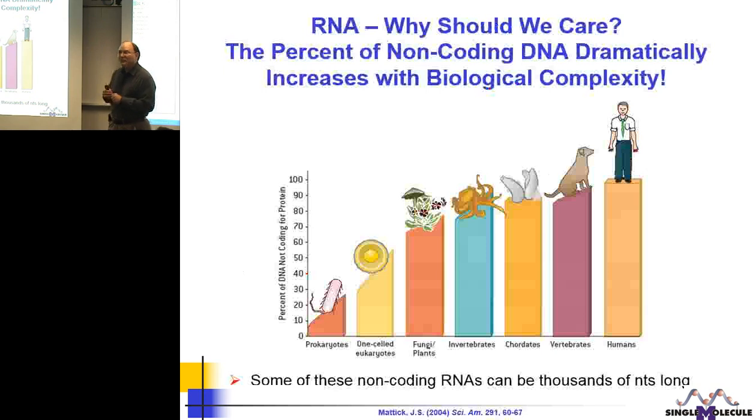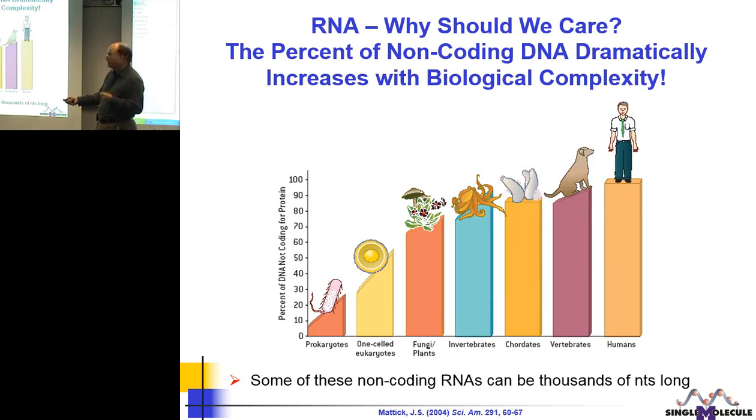So first, I will give you a little bit of a spiel on why to care about non-coding RNAs. And this might be familiar to many of you, the fact that after all these genomes were sequenced, we now understand that if you look at the percent of DNA in a genome that's not coding for protein, there's a dramatic dependence of the complexity of the organism on how much is not coding for protein. And so you see that here in bacteria, 10 to 20% of the genome, the 3 million base pairs of an E. coli cell or so, is not coding for protein.